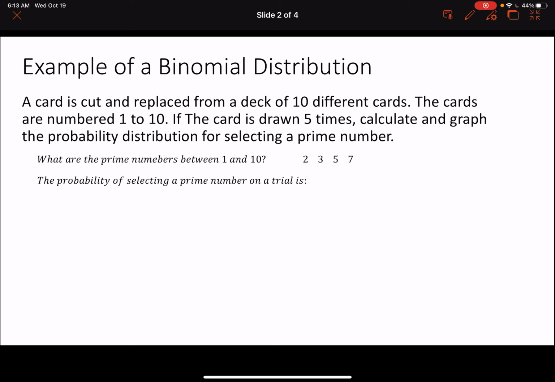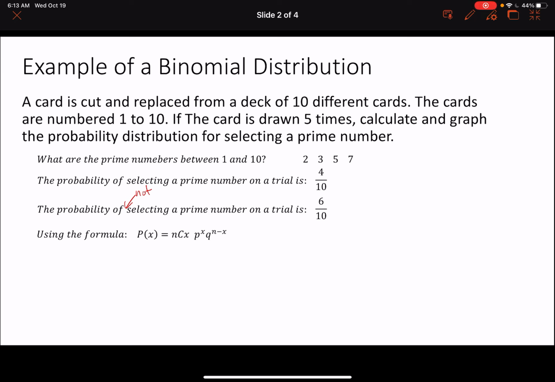The probability of selecting a prime number on a trial is 4 over 10, because I have 10 possibilities and a total of 4 possible ways to select a prime number. And the probability of not selecting a prime number on a trial is 6 out of 10.